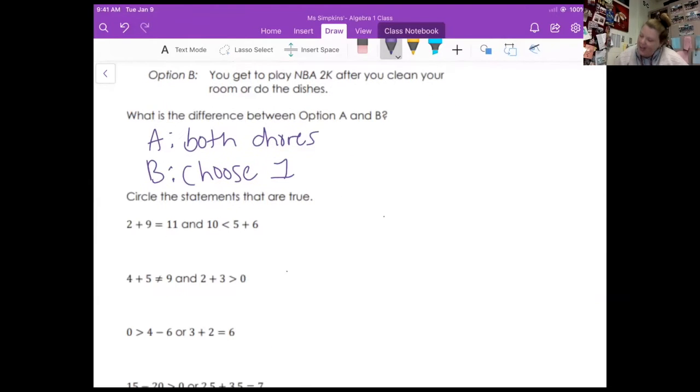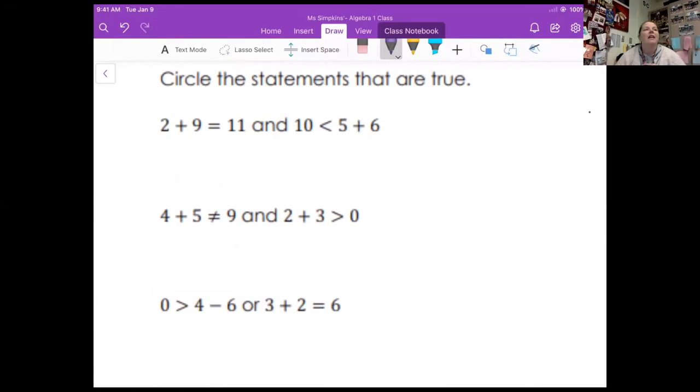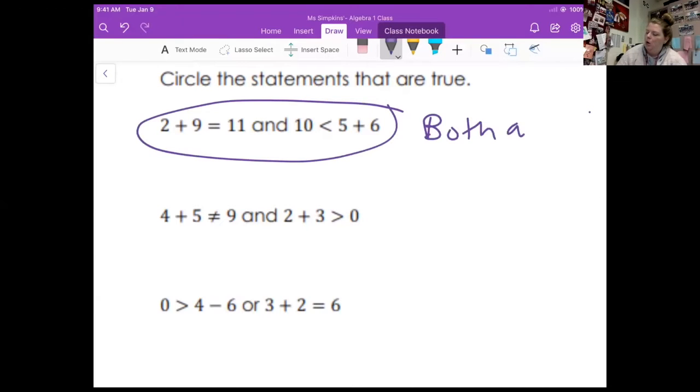It's fine. So we're going to look at two different kinds of compound inequalities, ones that have and and ones that have or. If we have an and, that means both things have to be true. Looking at this first one, 2 plus 9 equals 11, and 10 is less than 5 plus 6. Is 2 plus 9 equal to 11? Yes. And is 10 less than 5 plus 6? Yes. Since both of those are true, we're going to go ahead and circle this.